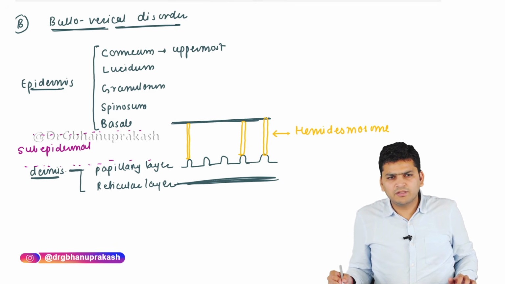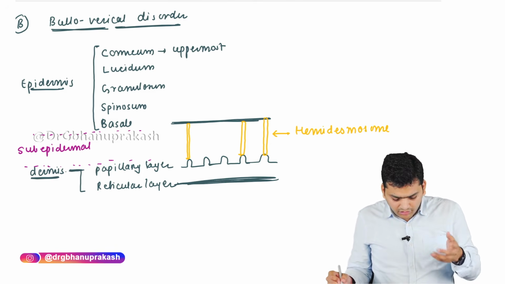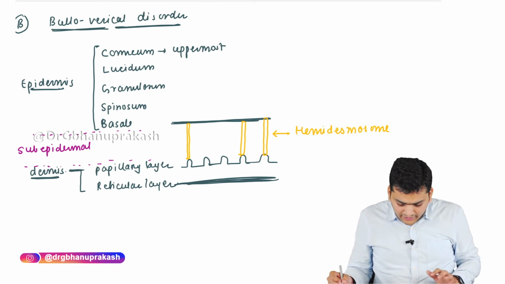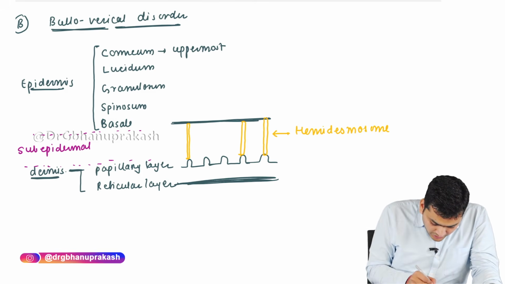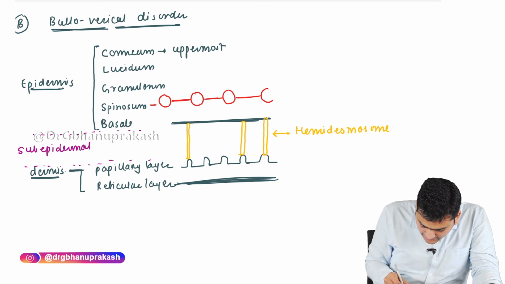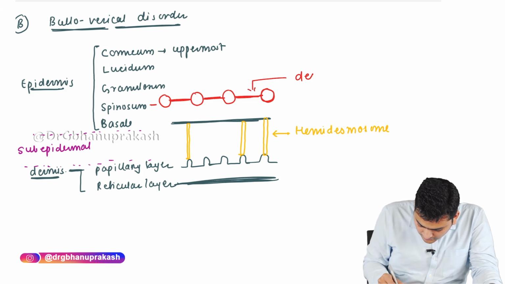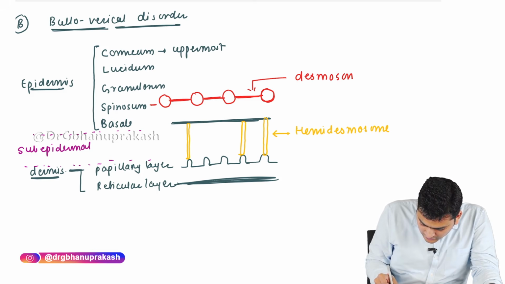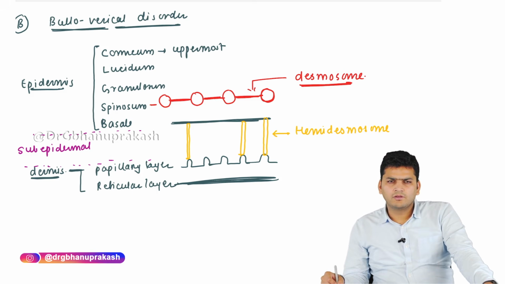Because we are discussing hemidesmosome, here itself I want to add a related topic, that is desmosome. So in the stratum spinosum we have the cell linings. The cells of the stratum spinosum are held together with one another with the help of a structure that is called as desmosome. So now we have the orientation, that where is desmosome and where is hemidesmosome.